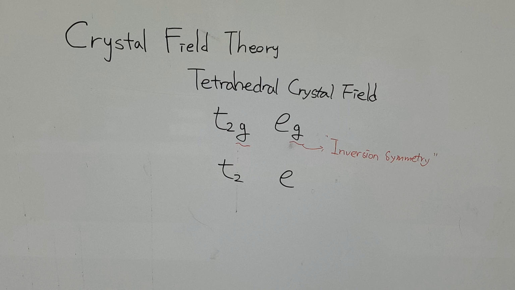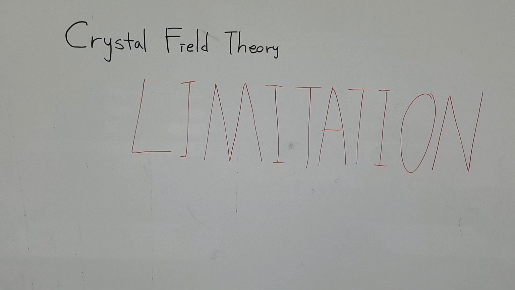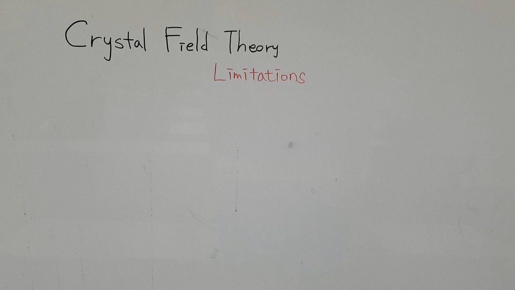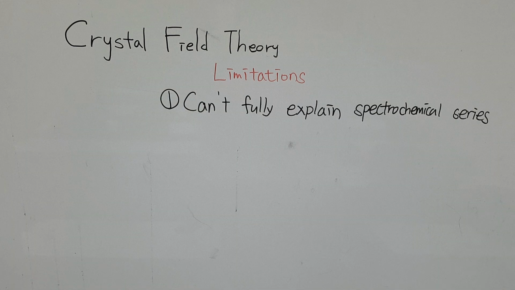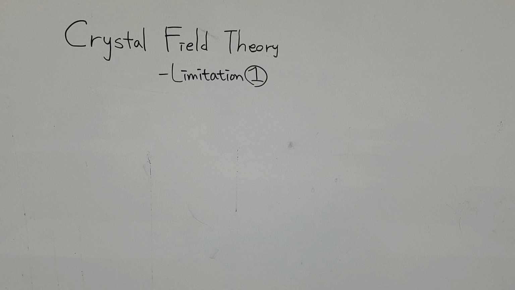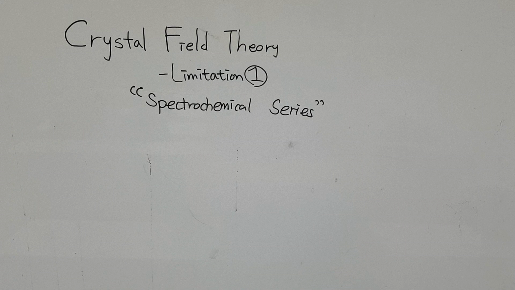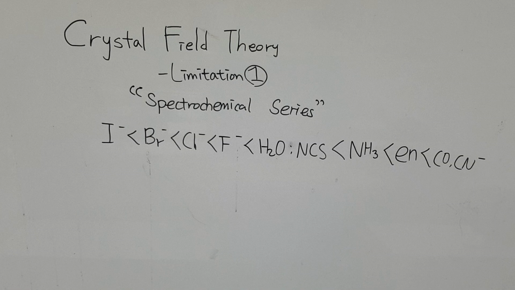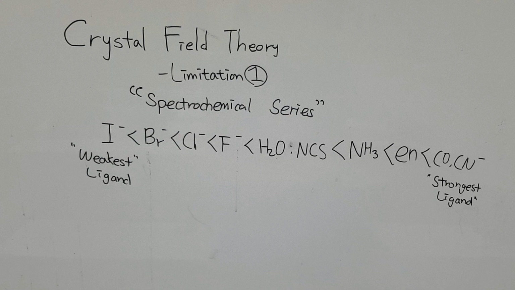However, CFT has limitations. There are mainly 2 limitations: it can't fully explain the spectrochemical series, and it only takes d orbital into account. So, what is the spectrochemical series? There is an order of ligands by delta O called spectrochemical series. This is the common spectrochemical series, and the ligands on the right side are much stronger than the left side.